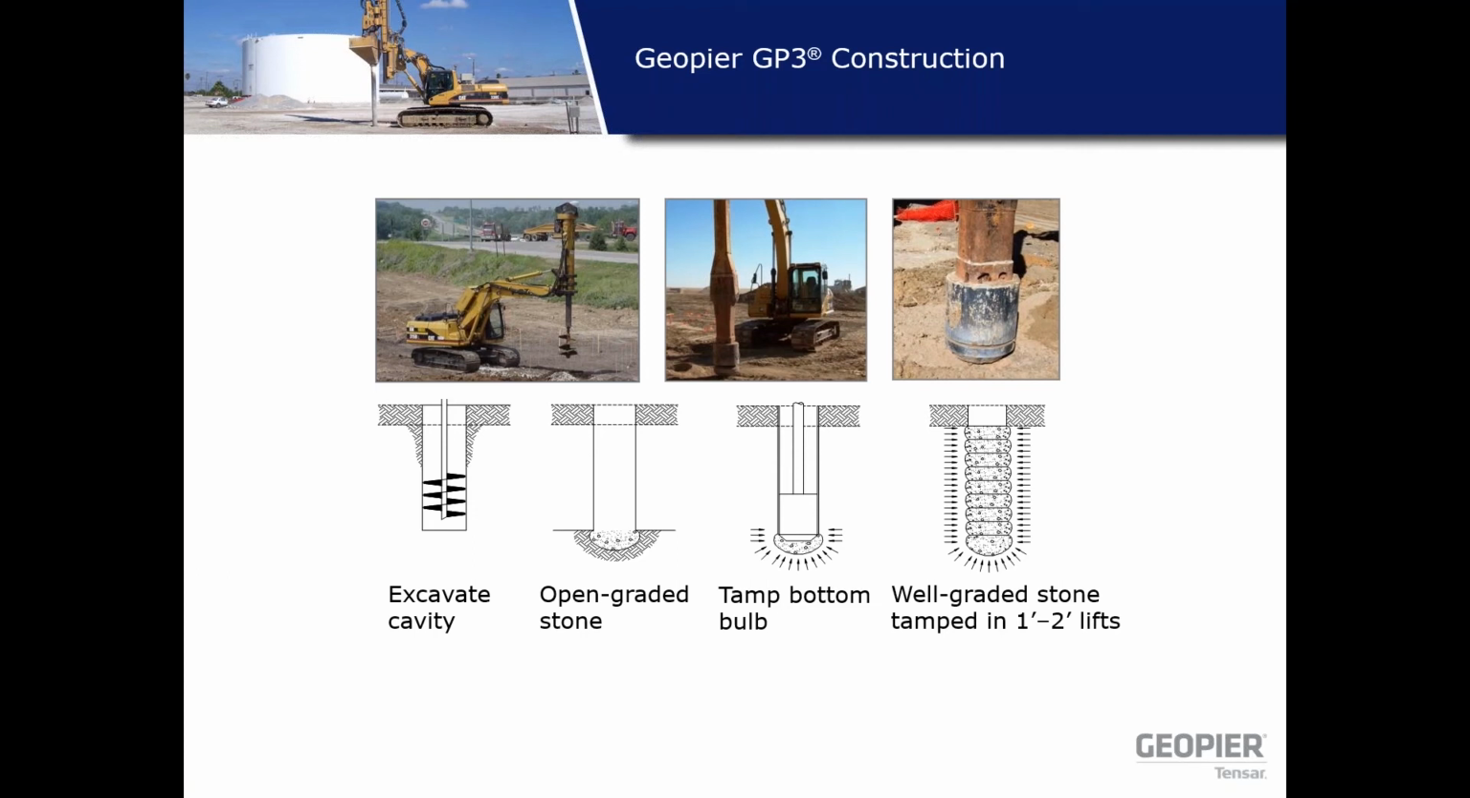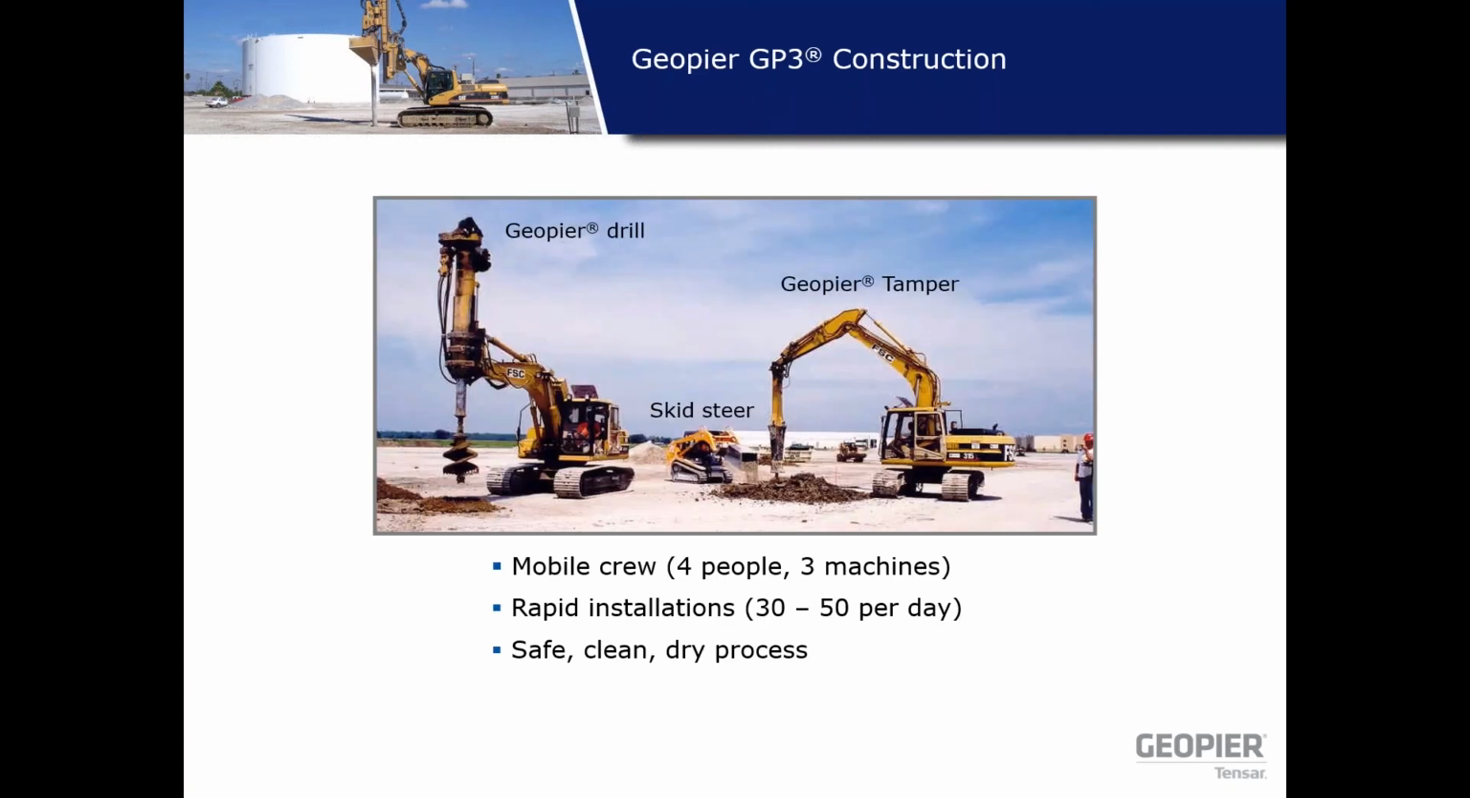This is a typical Geopier drill and fill setup. Very simple operation process here. You have a mobile crew of about 4 people, 3 machines. Rapid installation depending upon the length of these piers. We can install about 30 to 50 Geopier elements per day, and it is a very safe and clean process. Typical diameter of GP3 or drill and fill techniques are about 24-inch and 30-inch, and the depth limitation is about 30 feet.